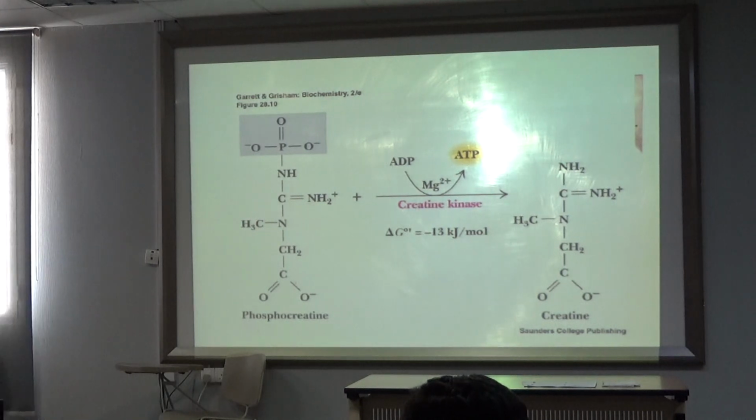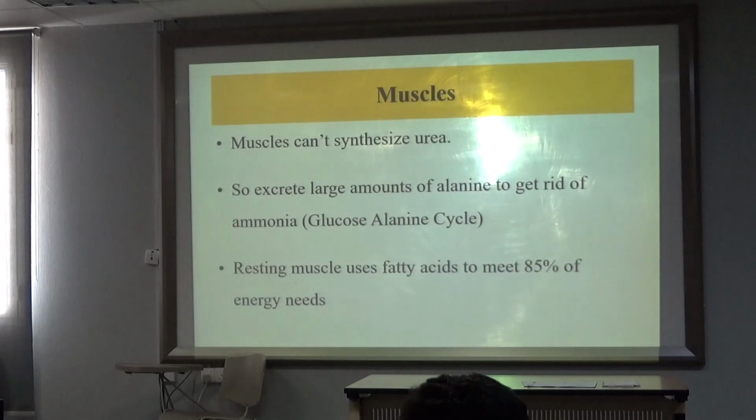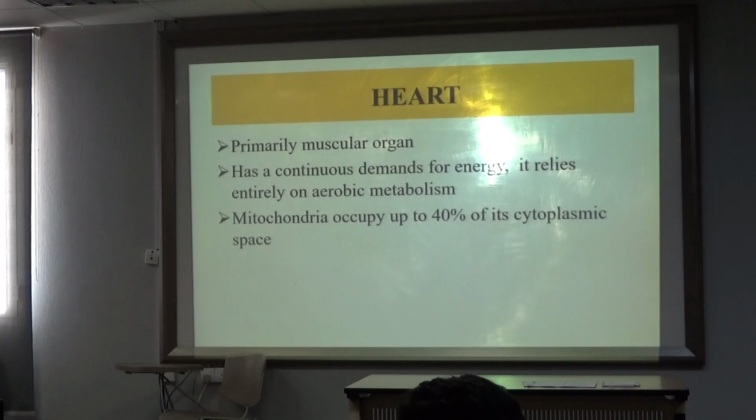Good, very good. Muscles can't synthesize urea, so they excrete a large amount of alanine to get rid of the ammonia, and we discussed this in the glucose alanine cycle. Resting muscle uses fatty acids to meet 85% of its energy.